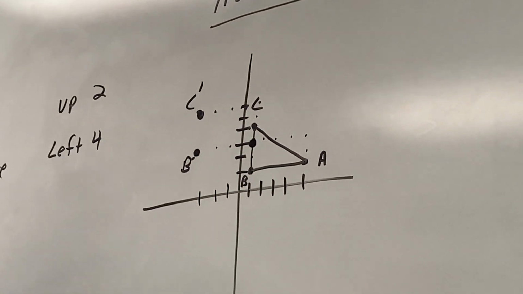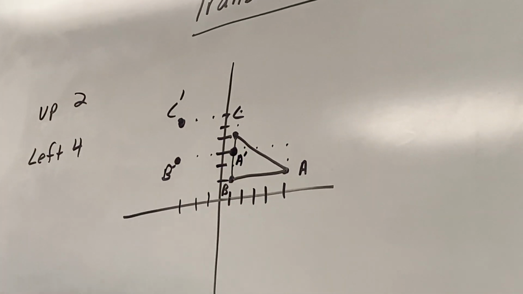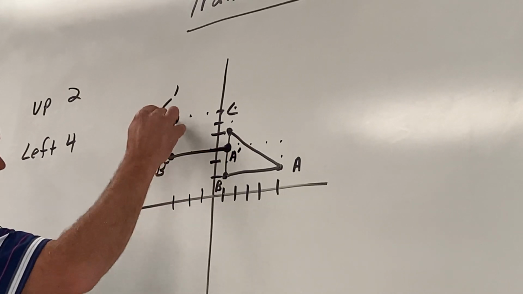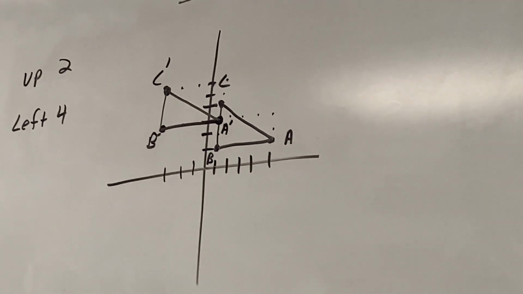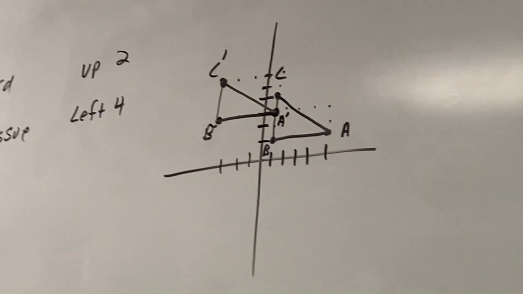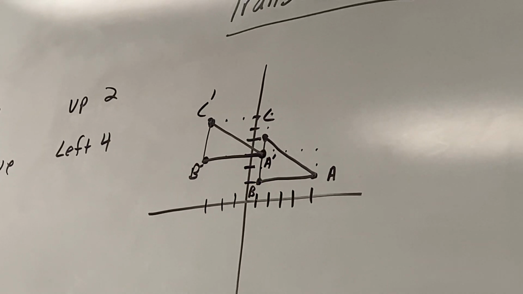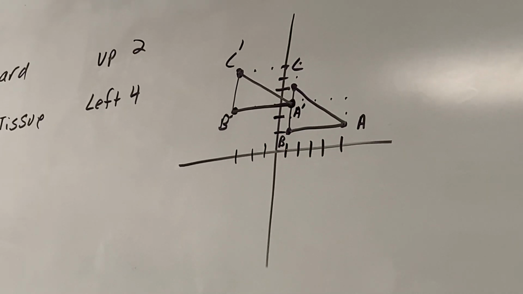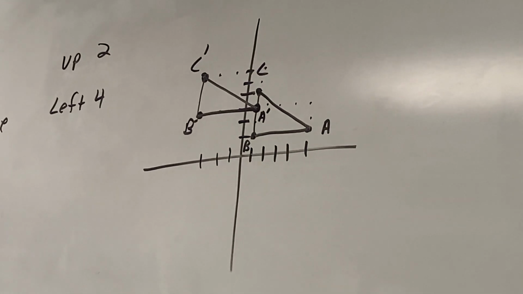That's okay. Sometimes they overlap. So there's A prime. Now we need to connect A prime with B prime with C prime with A prime. And there is my new picture. It did not change size, did it? Did it get bigger? No. Nope. Did I turn it a certain way? No. Nope. It's the same size, same orientation, just moved up 2 and to the left 4. Are there any questions so far?